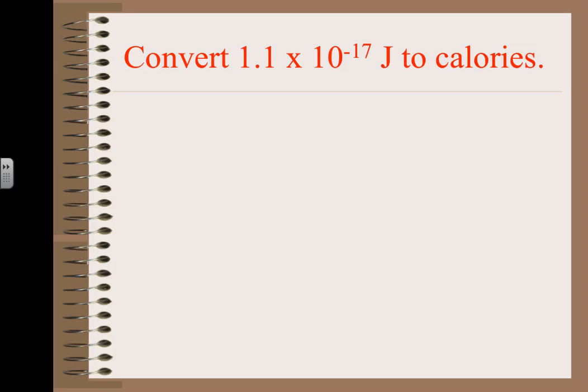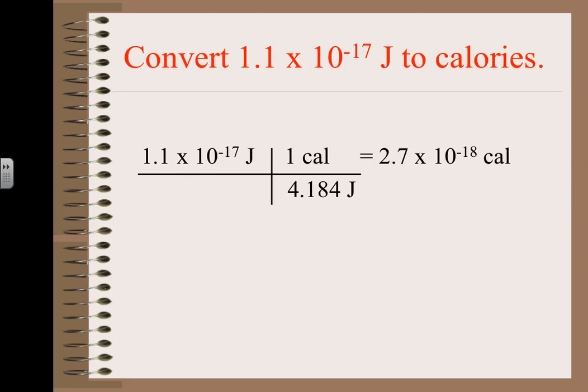Okay, and survey says your answer is 2.7 times 10 to the negative 18th calories. As you can see, we use 1 calorie over 4.184 joules, so that the joules cancel, leaving you with calories, and ta-da, you've done it.